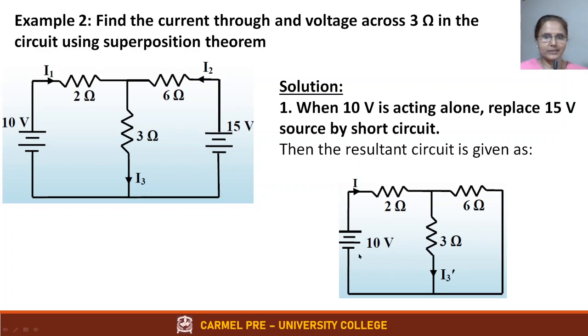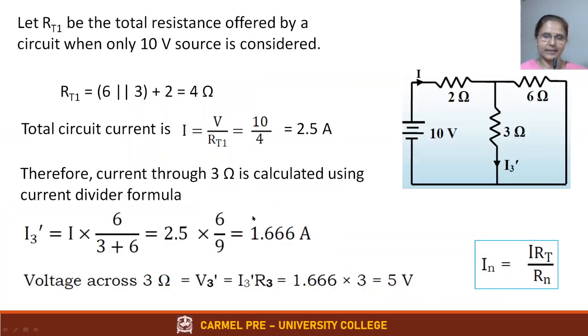4 ohms is connected across 10 volts. Then you can find the current I using Ohm's law. 10 divided by 4, 2.5 will be the main current. That main current which flows here gets divided. So you are going to use current divider rule, which we discussed in the previous session. Okay, that is how you find the current I3 dash. So that I'll show you in the next slide here.